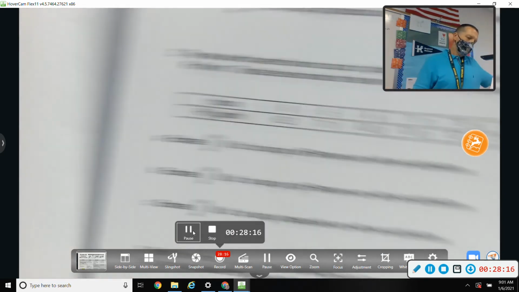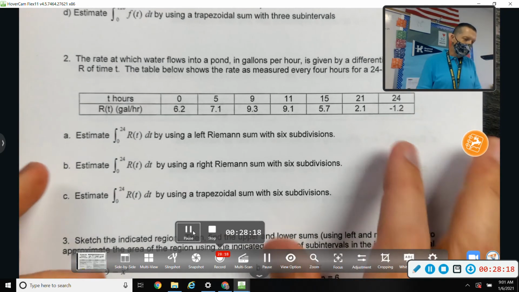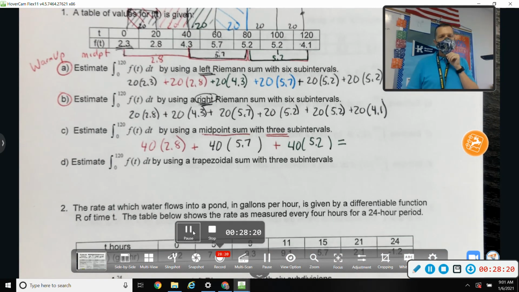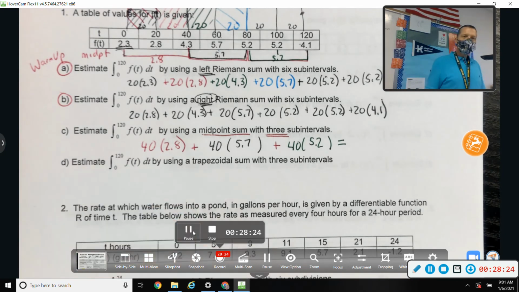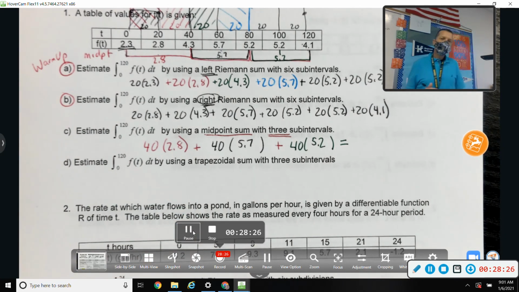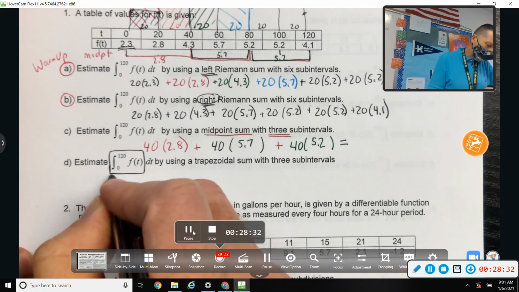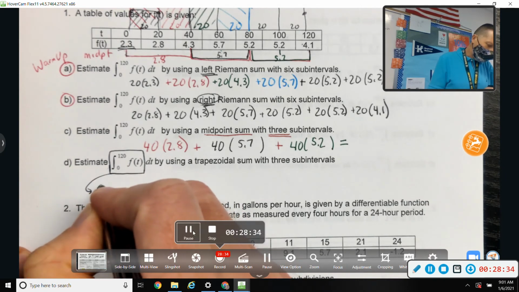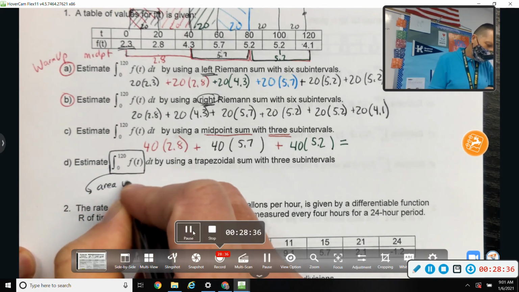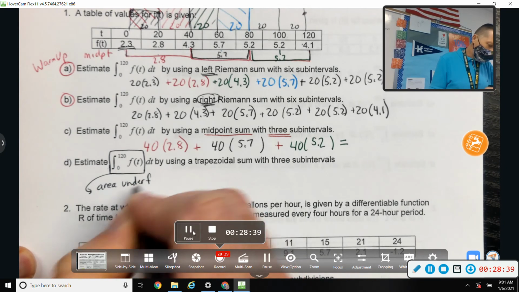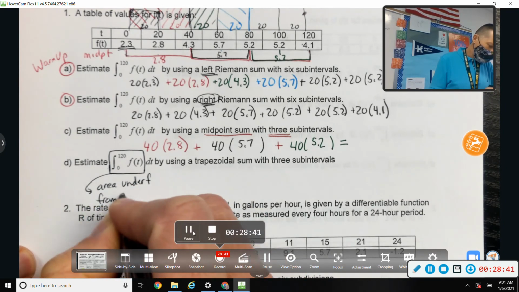All right, we'll flip back to our worksheet page. 1D. Estimate that. You know what? We hadn't talked about what that means. Guess we should do that. If you haven't figured it out, it's the area under F from 0 to 120.